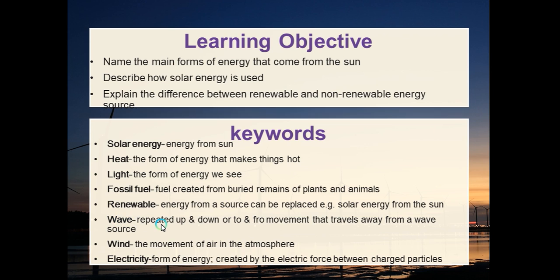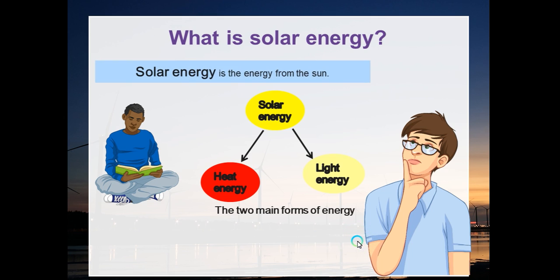Wave, a repeated up and down or to and fro movement that travels away from a wave source. Wind, the movement of air in the atmosphere. The last one is electricity, the form of energy created by the electric force between charged particles. So let's go to the next outline.